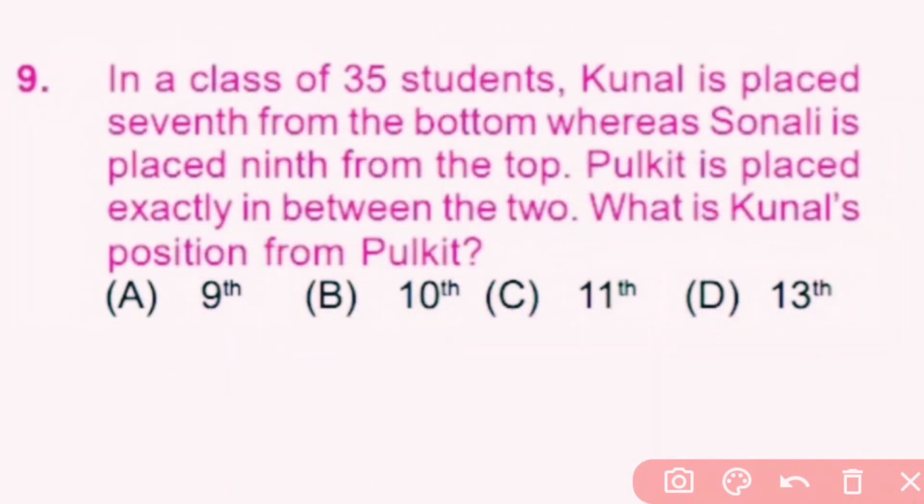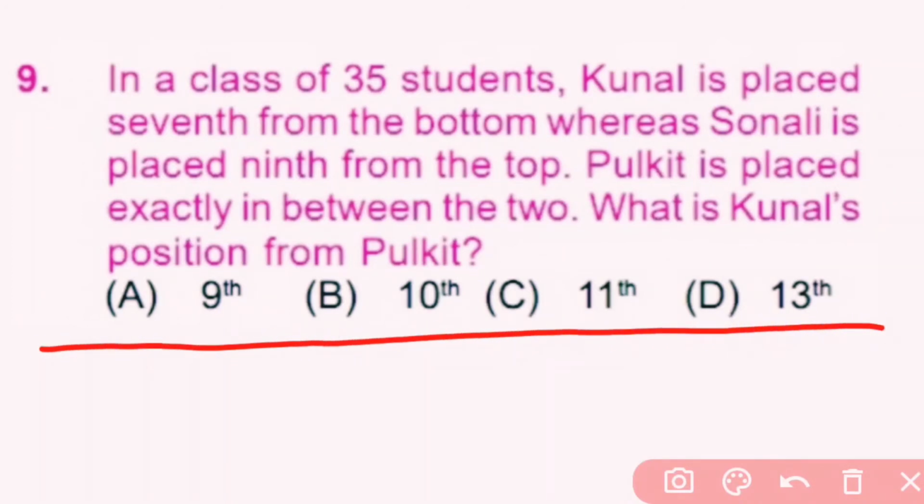Question number 9. In a class of 35 students, Kunal is placed 7 from the bottom, whereas Sonali placed 9 from the top. Pulkit is placed exactly in between the two. What is Kunal's position from Pulkit? There are total 35 students. Kunal is placed 7 from the bottom. 7 from the bottom means he is placed on 29 number.